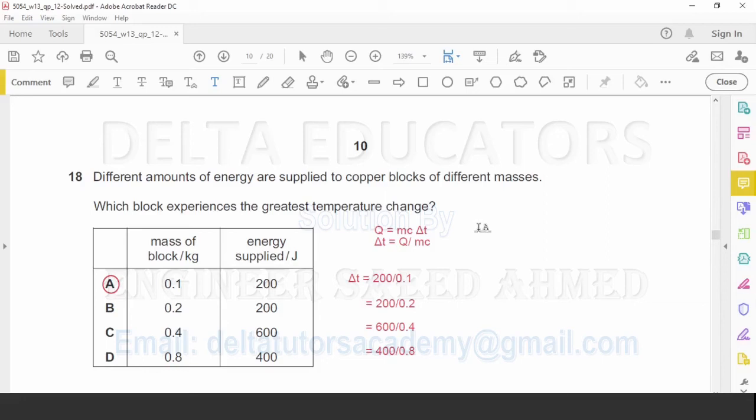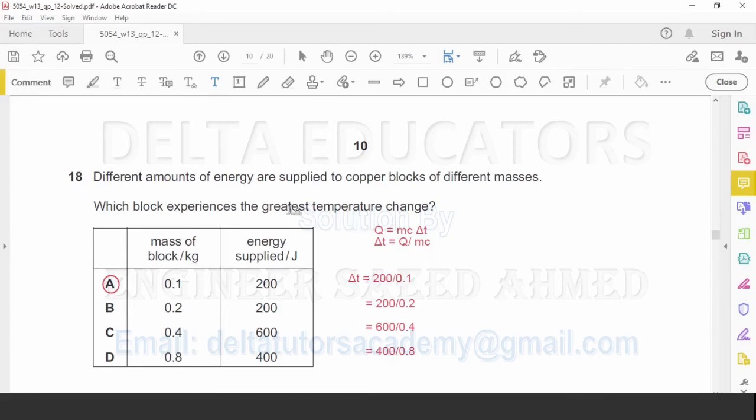Question number 18. Different amounts of energy are supplied to copper blocks of different masses. Which block experiences the greatest temperature change? Amount of heat is given as mcΔT, where m is mass, c is specific heat capacity, and ΔT is change in temperature. So we can say change in temperature ΔT will be equal to Q over m into c.